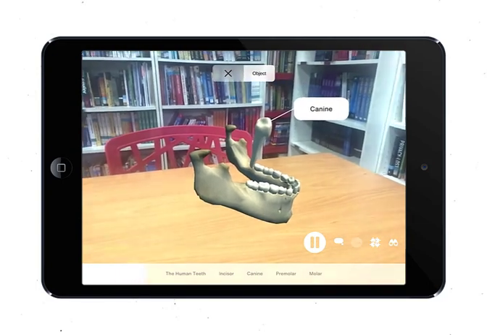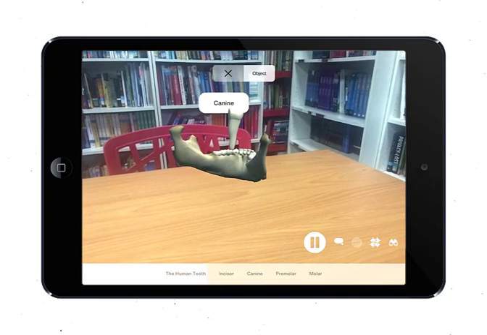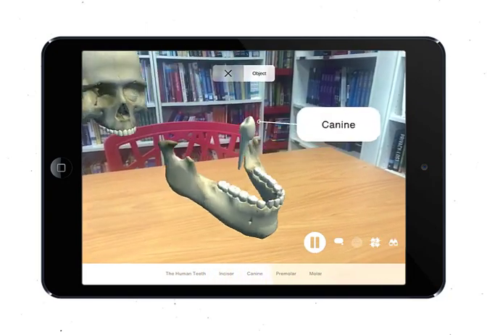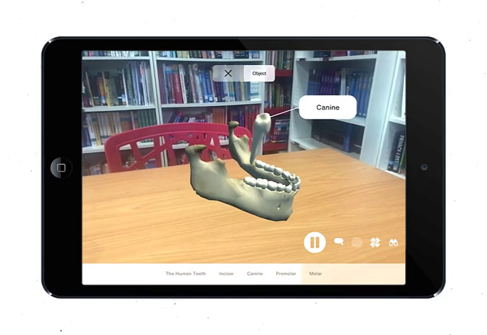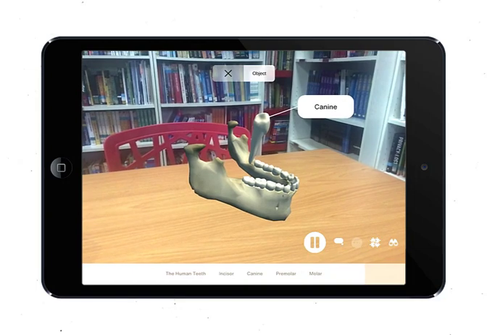Next are the canines. There is only 1 canine in each quarter jaw. It is positioned next to the incisor towards the inside of the mouth. Canines have a cone-like shape and are sharp and pointy. They are used for tearing and grasping the food.